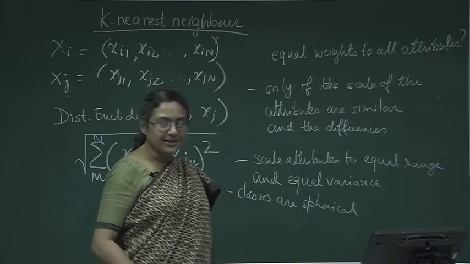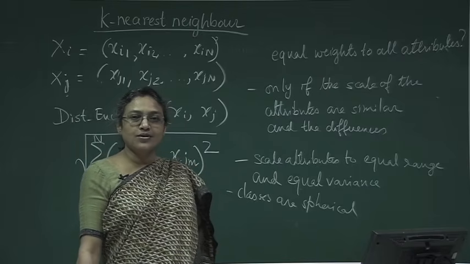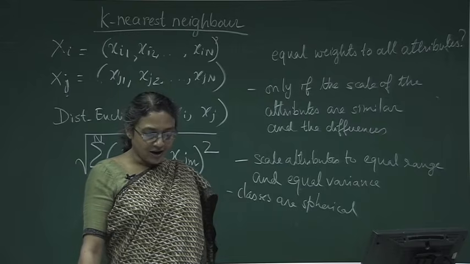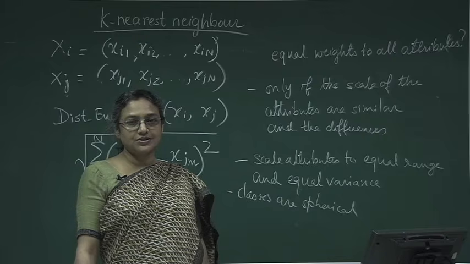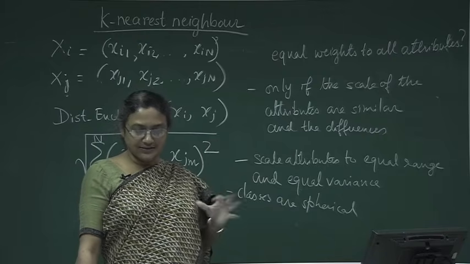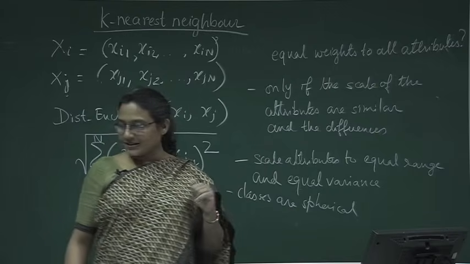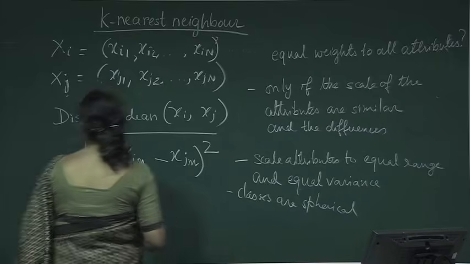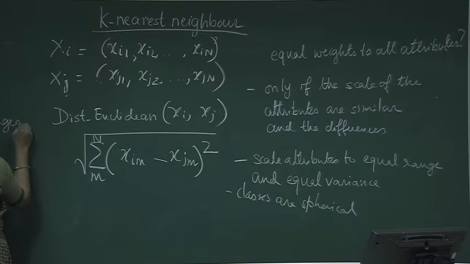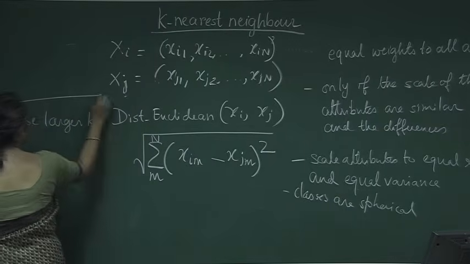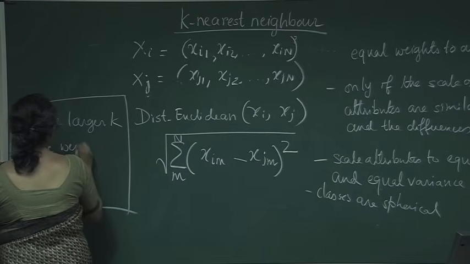But what if the classes are not spherical? What if one attribute is more important than another attribute? What if some attributes have more noise than others? Under those cases, this distance function will have some problems. There are several things one can do to overcome these problems. One is to use a larger k to smooth out the differences, and the other is to use a weighted distance function.